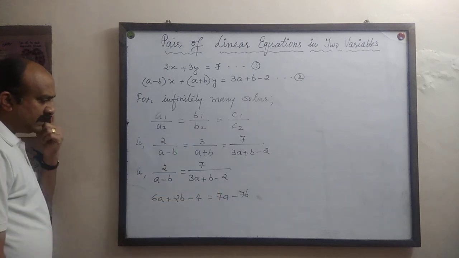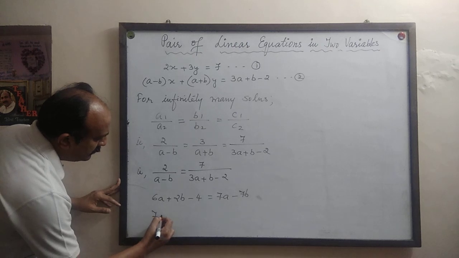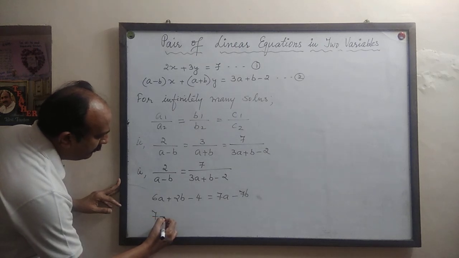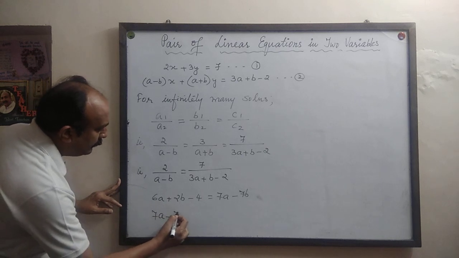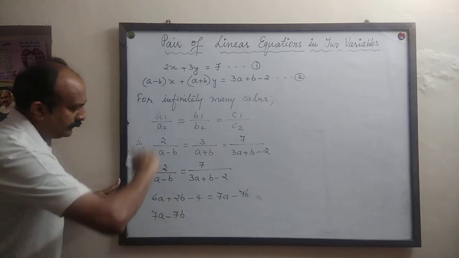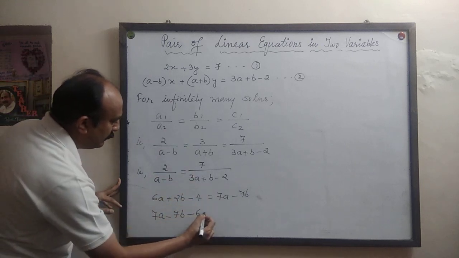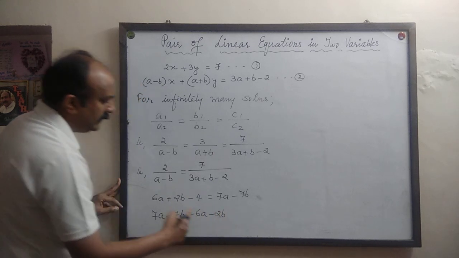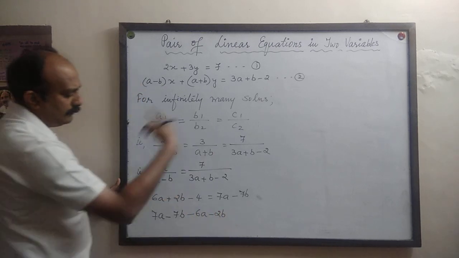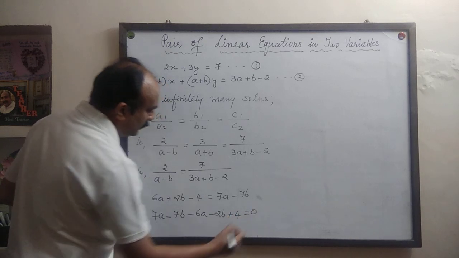Take 6A to that side, 2B also to that side. So 7A minus 7B, taking 6A and 2B to that side. Minus 6A, minus 2B. This minus 4 is also gone there, plus 4 equal to 0.